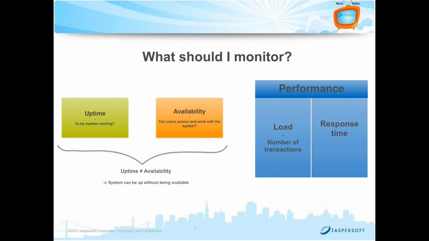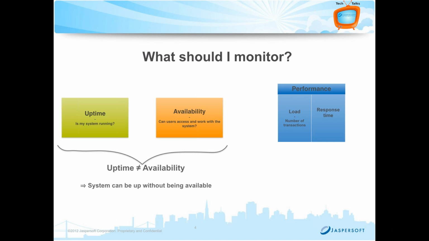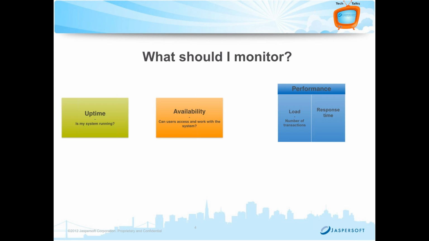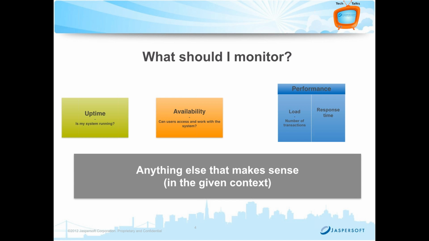So it's also always important to look individually at what you're monitoring and what the thresholds are and what the values should be and what's good and bad there. And finally, what you should always think about is what is specific to your application. You should also monitor anything else that makes sense in the given context, so anything that makes sense for your specific case, for your specific application.